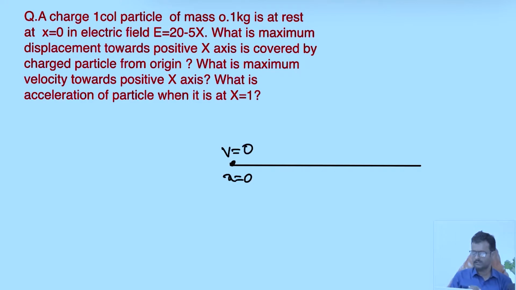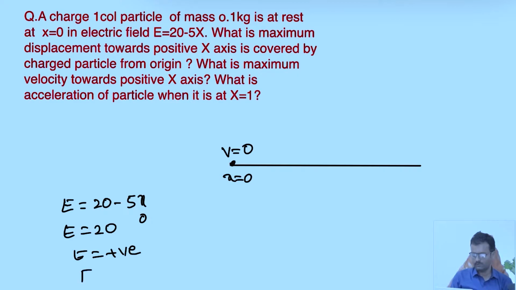Rest means its velocity is 0. Electric field is given as E equal to 20 minus 5x. Initially at the origin, that means x is equal to 0. Substitute in this equation, then we get E is equal to 20. So E is positive, so force is positive. So force is along this direction, that means acceleration is also along this direction. So the charged particle is moving along this direction, and its velocity is increasing because a is positive here.